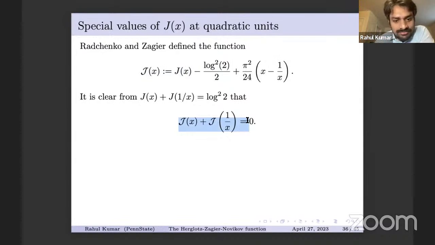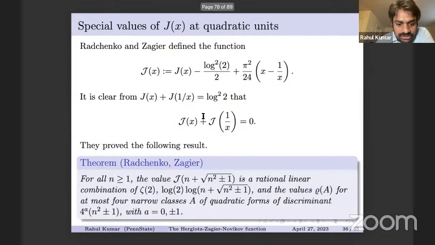They have not mentioned it in their paper because they didn't realize that the j function has a functional equation as well. But it can be found that g of x plus j of 1 over x is equal to 0. And they evaluated then j of x. Once you know j of x, then you can know the other also, because these are just constant terms, right? And this is their theorem.